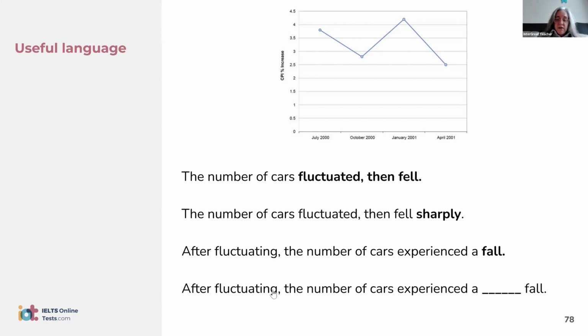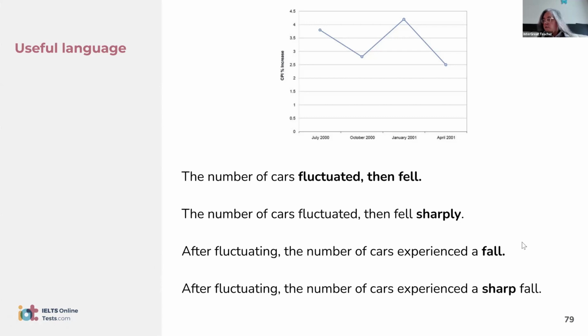Okay, and again, we've got after fluctuating, the number of cars experienced a fall, but we've also got a gap now. So we could use another word to describe the type of fall. So an adjective here this time. So a dramatic fall. Yeah. A significant fall, a great fall. Okay, those are all nice suggestions. Okay, good. So we've got sharp here. So after fluctuating, the number of cars experienced a sharp fall.